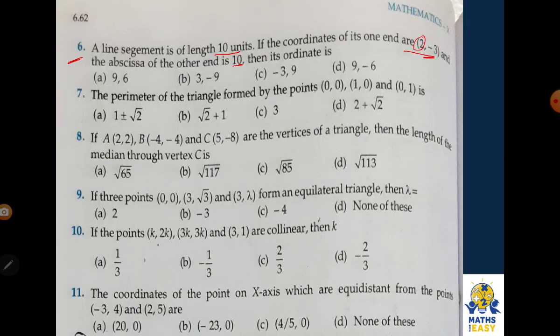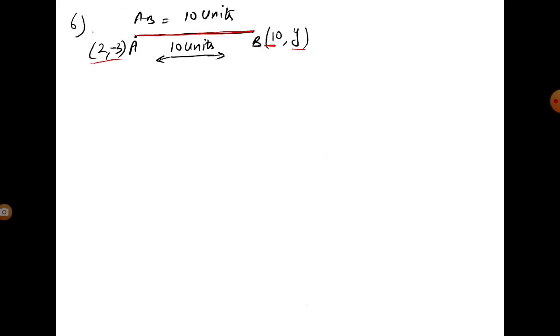You should know the distance formula: if (x1, y1) and (x2, y2) are the two given points, the distance is the square root of (x2 minus x1) whole square plus (y2 minus y1) whole square. This is the distance formula, and we are going to apply it here. AB is 10 units. Here this is your x2, and 2 is x1.